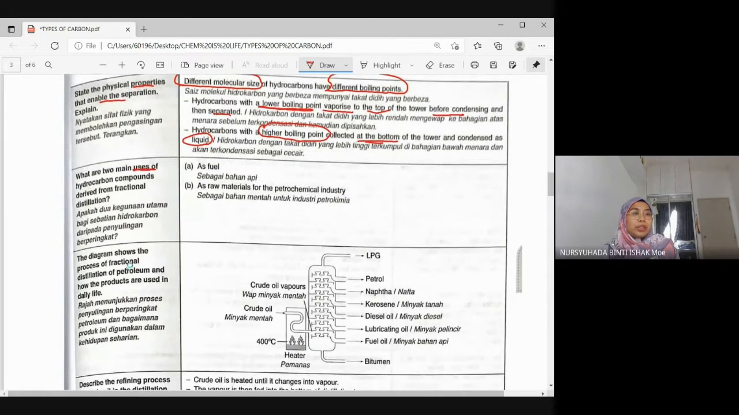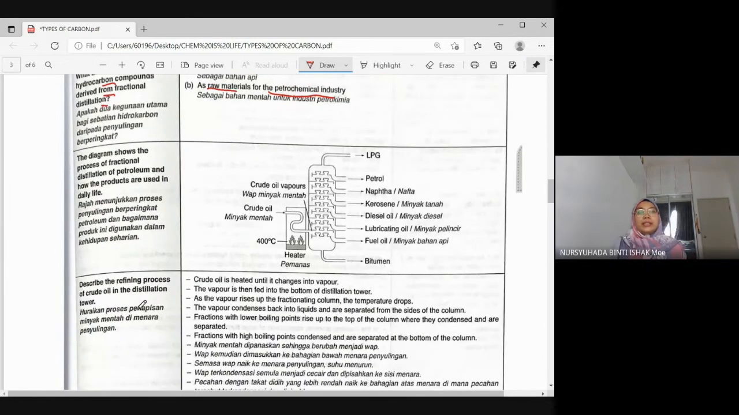Alright, now what are two main uses? Apa kegunaan hydrocarbon derived from fractional distillation? Pertama as a fuel, tak kisahlah bahan api untuk apa, untuk kereta, untuk lori, untuk kapal, untuk rumah, okay. Dan juga raw material for the petrochemical industry. Okay, so this one is the tower. Inilah tower dia. So tower ni yang dekat atas ni mempunyai boiling point yang macam LPG ni. Boiling point dia adalah lebih lower. Manakala bitumen boiling point dia paling tinggi.